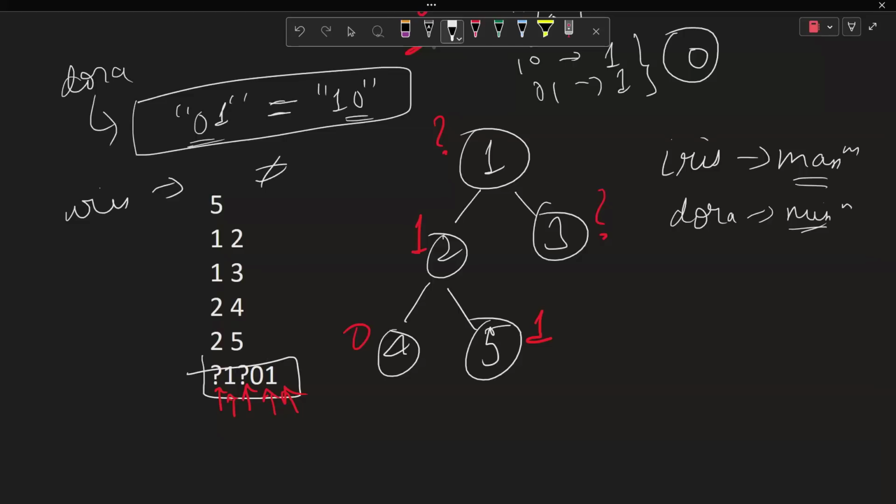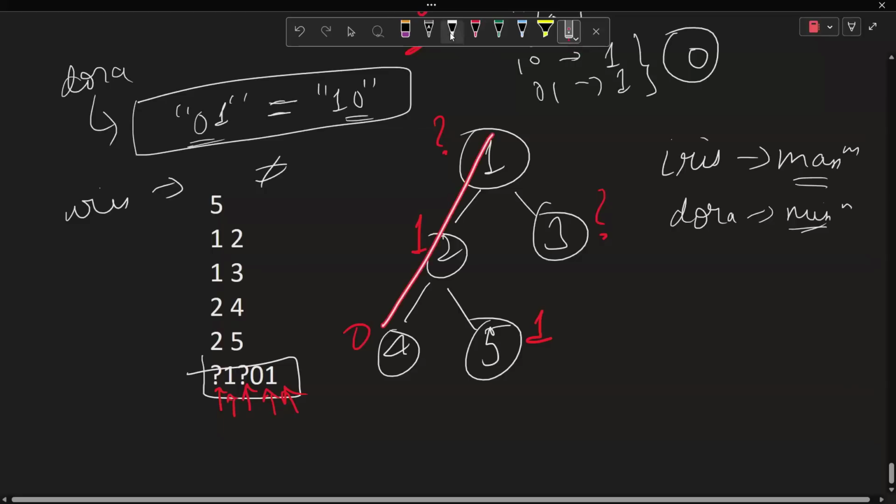Now Iris is going first. You would try to make it unequal. Let's see. Let's write the string for all of the leaf nodes. So for this leaf node, my string is question mark 1, 0. For this leaf node, it is question mark 1, 1.